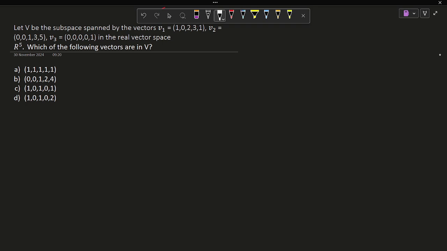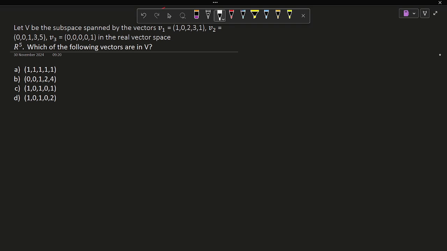So this question is about linear algebra. The question says: let V be the subspace spanned by the vectors v1, v2 and v3, which are given in the question, in the real vector space R to the power 5. Which of the following vectors are in the vector space V? There are four options.